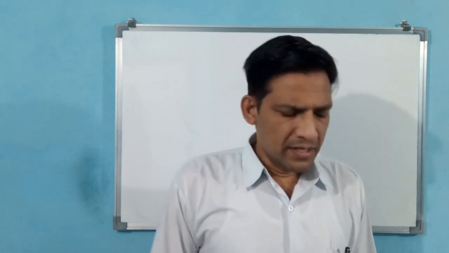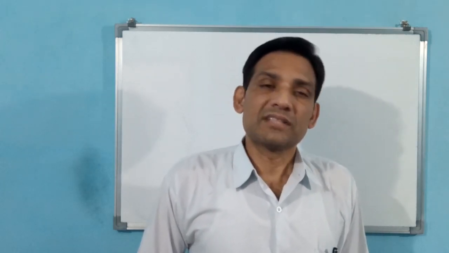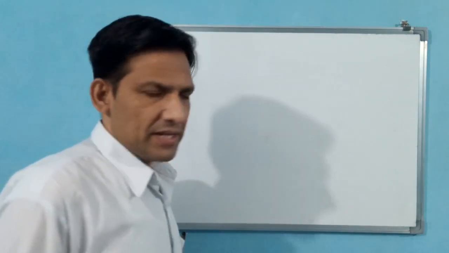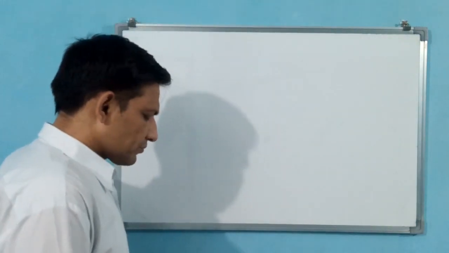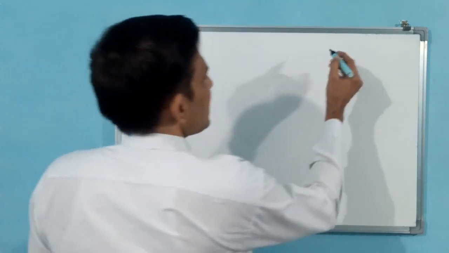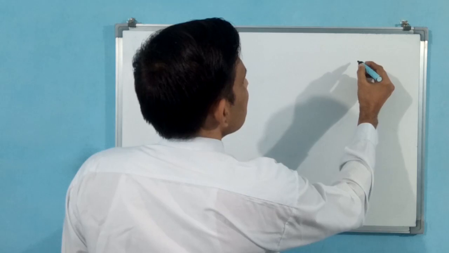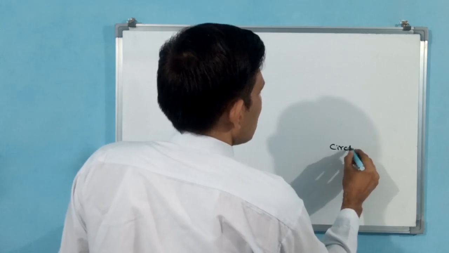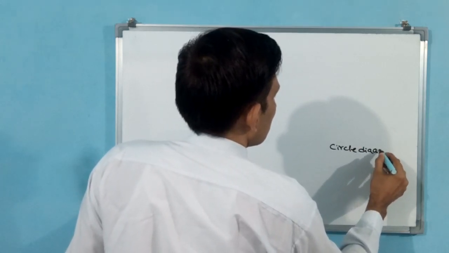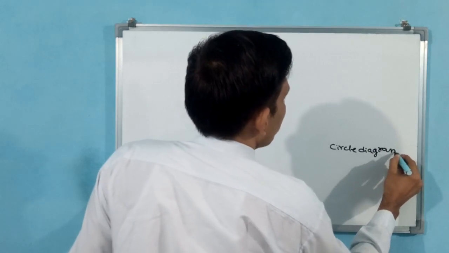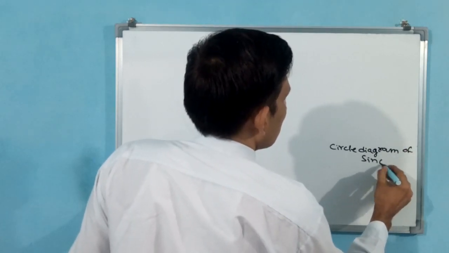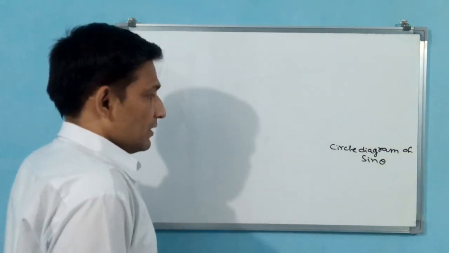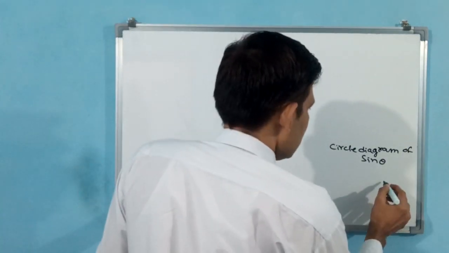Let us see how to draw a graph for sin theta first. Before drawing graphs for sin theta, let us again redraw the circle diagram. It is simple only. Already we have seen that circle diagram of sin theta. Now you see what I am writing here. Circle diagram of sin theta. This is the circle diagram of sin theta I am drawing, you see.